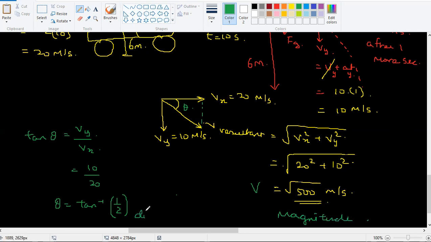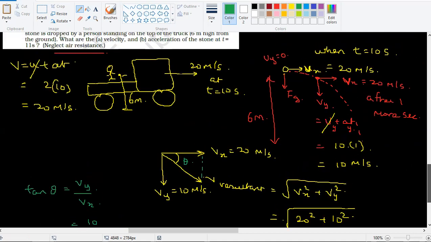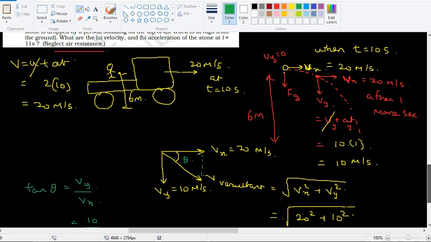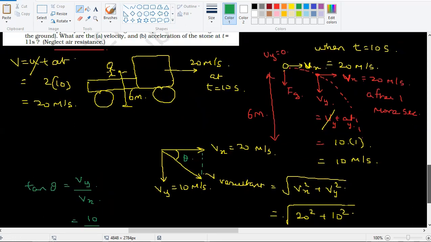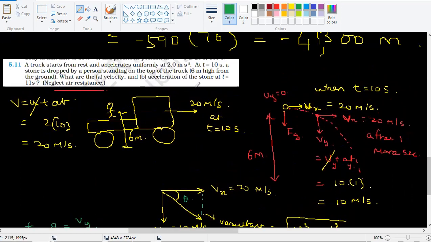Can anyone tell me how to do the acceleration? V is equal to U plus AT, sir. But we have completed the velocity. We are talking about acceleration.